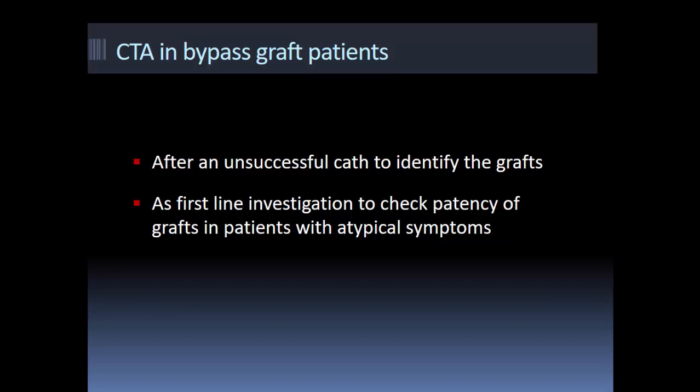So normally, the patients we receive with bypass grafts for CT angiography are those who have had an invasive angiogram already, and the cardiologist has not been able to identify one or more grafts. So that's one main indication. And the second indication would be that the patient does have grafts in there and you want to avoid an invasive procedure. First, you do CT angiography if the symptoms are atypical. So that's one approach to use CT angiography.